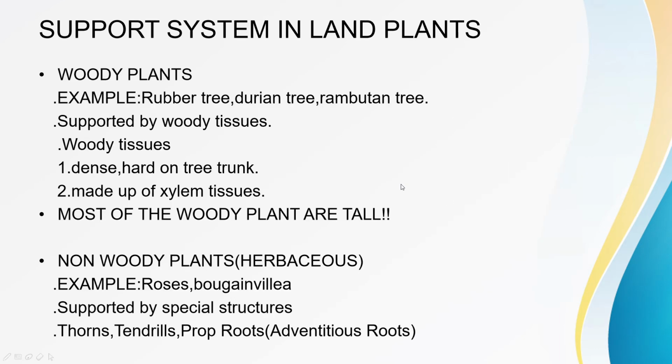Now we are going to talk about woody plants and non-woody plants. Examples of woody plants are rubber trees, durian trees, and rambutan trees. They are supported by woody tissues. And what are woody tissues? Woody tissues enable the plants to grow tall and erect in order to obtain sunlight. They are dense and hard in tree trunks, and they are also made up of xylem tissues. Most woody plants are really tall.